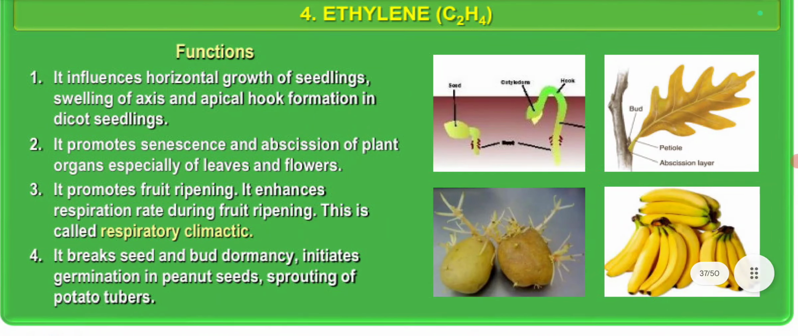Functions: it influences the horizontal growth of seedlings, swelling of the axis and apical hook formation in dicot seedlings. You can see the apical hook formation. It promotes senescence and abscission of plant organs, especially of leaves and flowers.